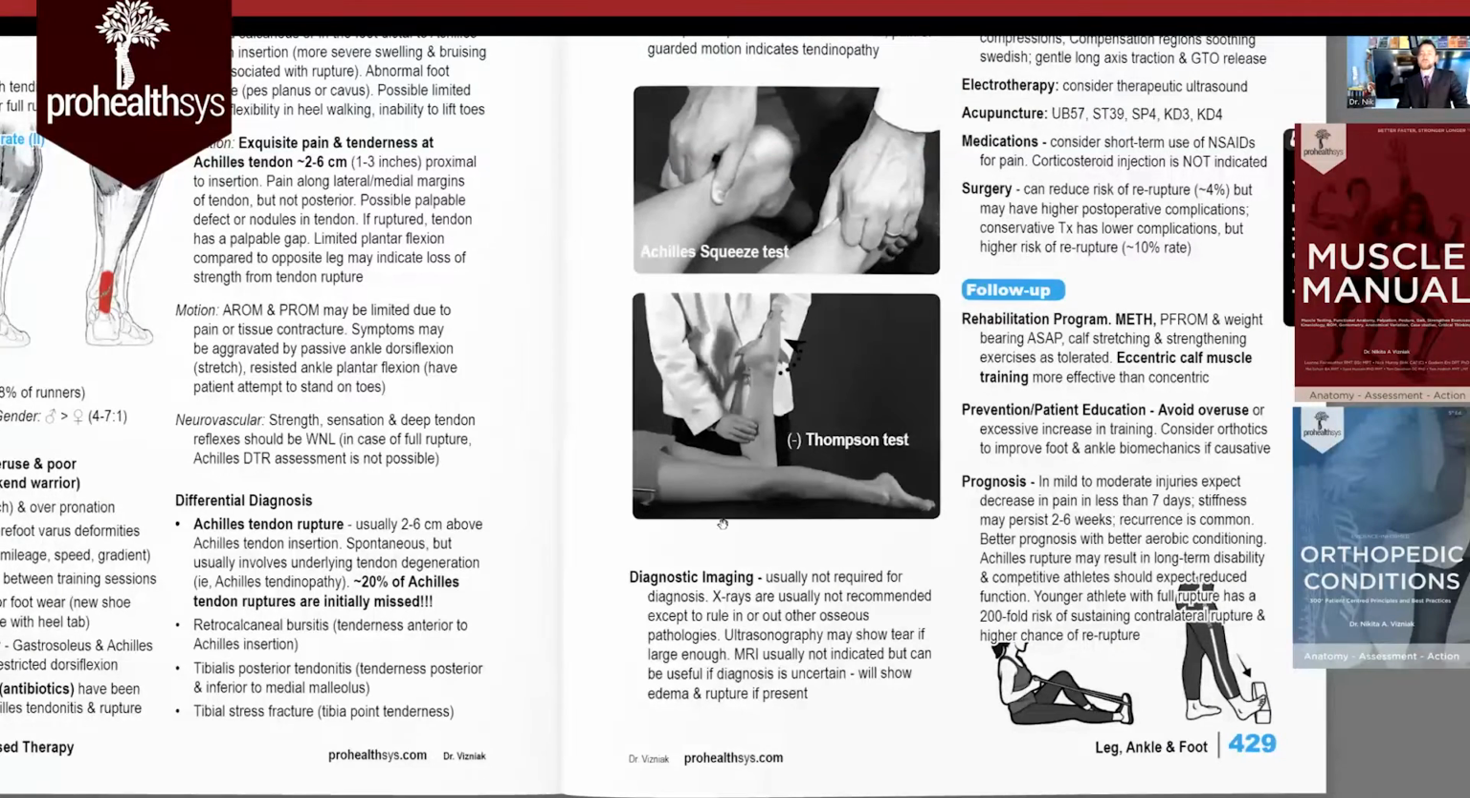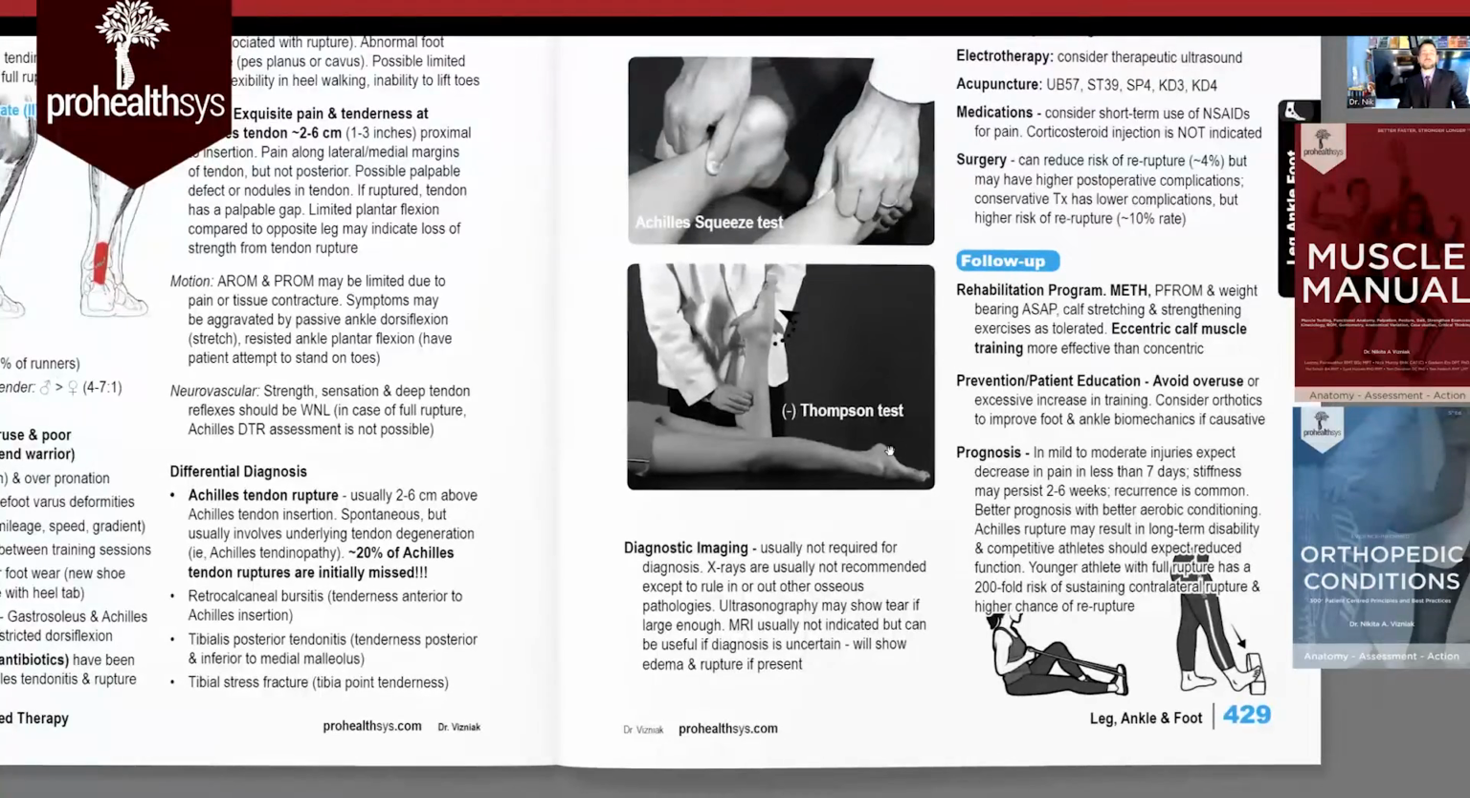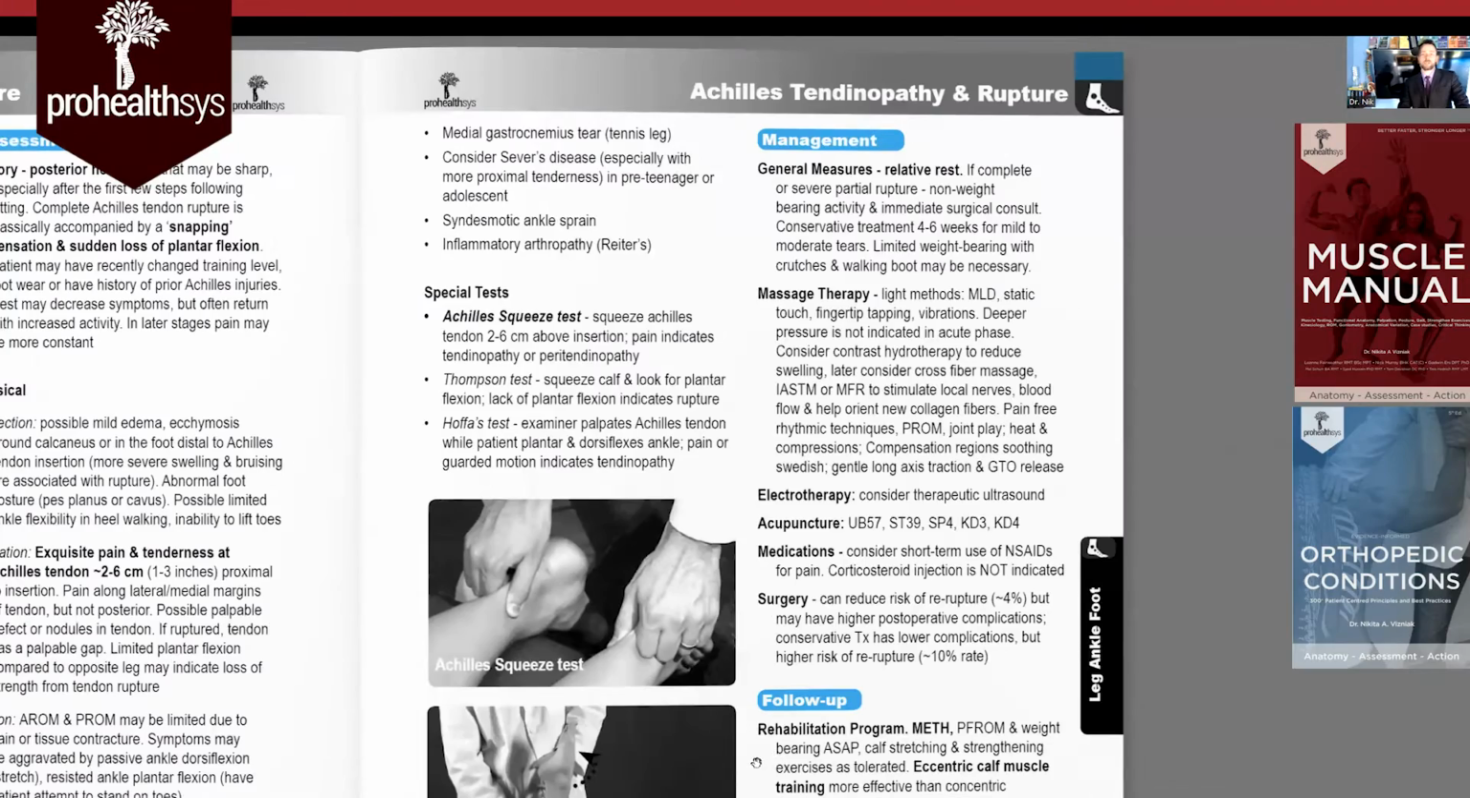Diagnostic imaging is usually not warranted. You know what's going on here. X-rays are not going to help you unless you're trying to rule out another fracture or something. Ultrasound, pretty good idea if it's readily available in your area. It will show you what's going on. And MRI, usually not indicated, overkill for this condition. Unless, of course, you're looking at surgical evaluation, but even the surgeries are controversial.